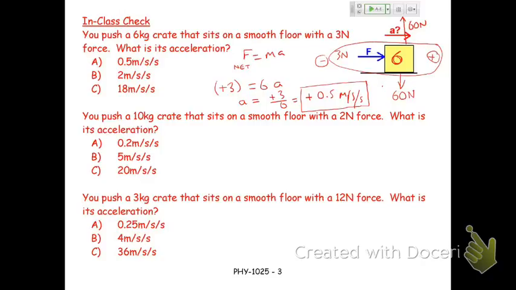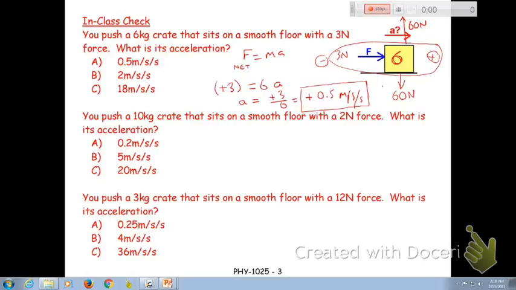So let's look at this next one. You push a 10 kilogram cart that sits on a smooth floor with 2 newtons. What is its acceleration? So no diagram here. The first thing I'd do is draw a diagram, and I'd like you to have a go at that, please. So you have a 10 kilogram cart, and it's being pushed with 2 newtons. So what would that be?